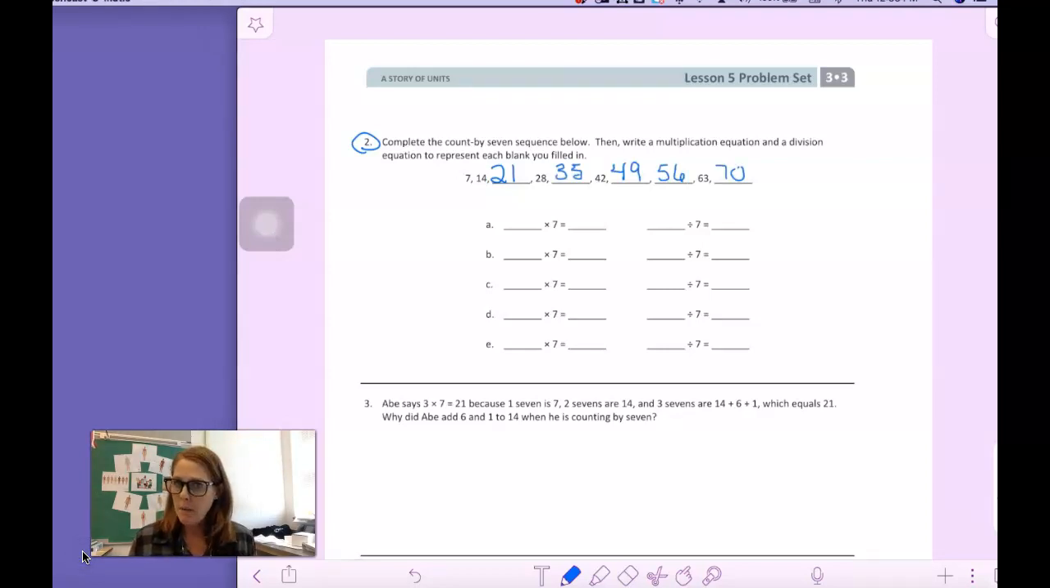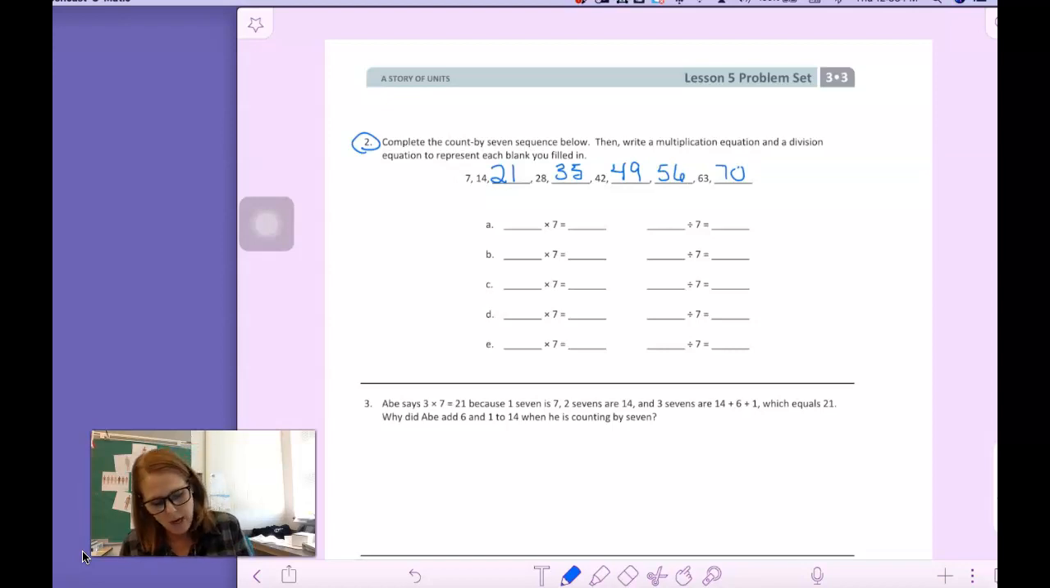Welcome back, boys and girls. Hopefully you got your count bys filled in. It should read 7, 14, 21, 28, 35, 49, 56, 63, and 70. So for each blank that we filled in a number up top, we're going to write a multiplication and division sentence for.